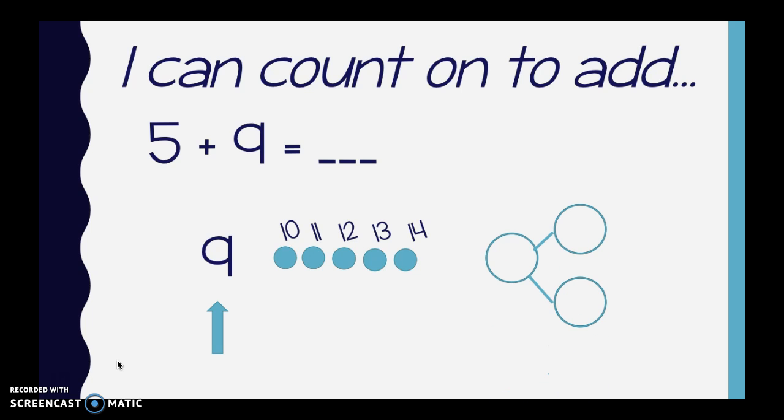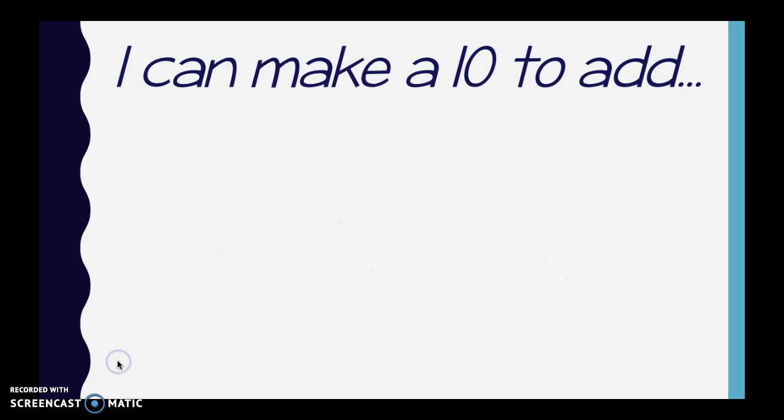If I wanted to put that into a number bond, the whole amount would be how many pieces I have altogether. So I had 14 altogether. My two parts would be the 5 and the 9, of course. Another way we could solve that same problem is that we could make a 10 to add. This says, I can make a 10 to add.